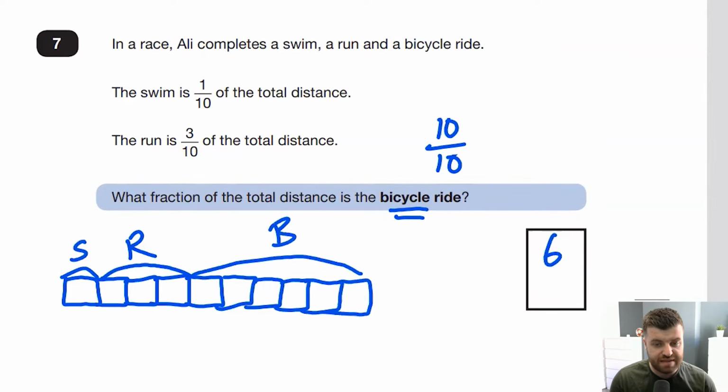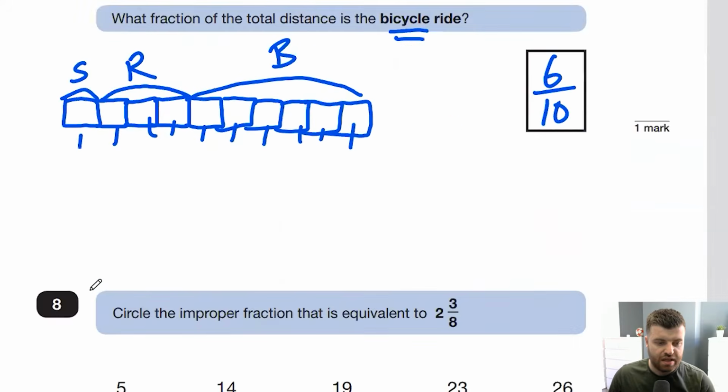So I'm going to put 6 tenths in, and then we're just going to check it very quickly. 1, 2, 3, 4, 5, 6, 7, 8, 9, 10 tenths. That makes the whole race. There were 6 tenths of that race dedicated to the bike ride. Let's look at question 8.